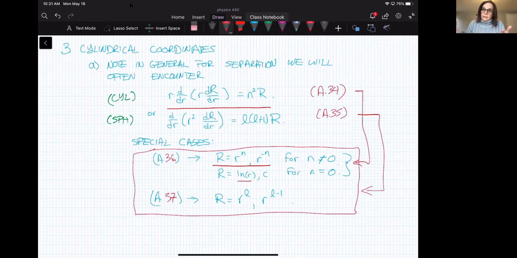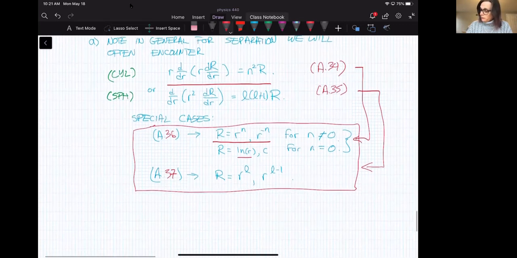If you think about it, it's a power law, and it's either a positive power law or a negative power law. There's an extra factor of r in the spherical case, but otherwise you can, of course, make much more complicated problems. Generally speaking, you're trying to solve things where you're trying to avoid a singularity.